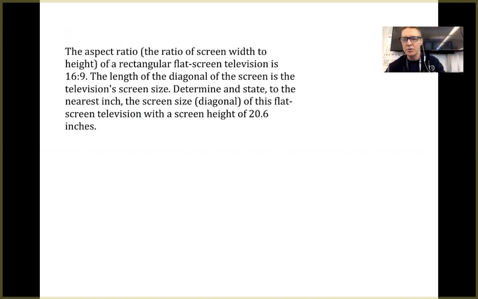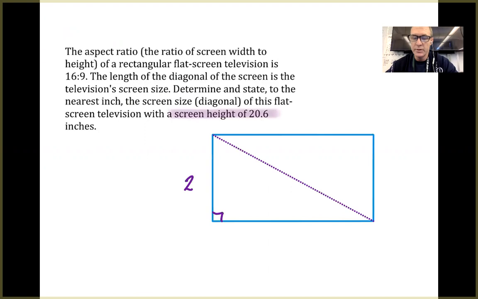First off, it's a geometry question, so I love to sketch the diagram. Please always sketch the diagram. So here we go. It's told us that the screen height is 20.6, and we're trying to figure out this diagonal. Well, this diagonal is the hypotenuse of this right triangle. So if I can figure out the width, then I can figure out the length of this diagonal using the law of right triangles, formerly known as Pythagorean theorem.